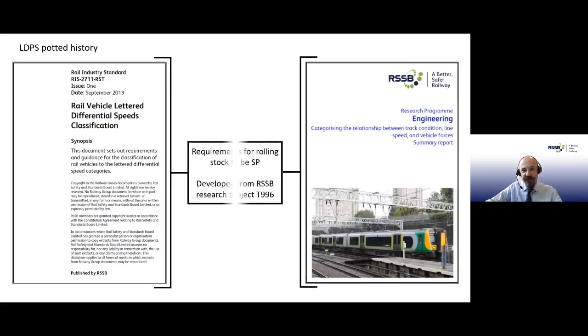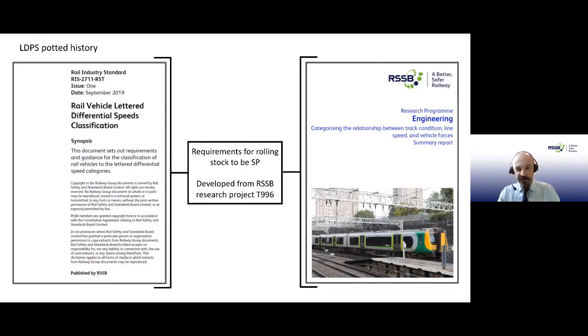The standard that's being published now is issue 2 of RIS 2711 RST. And the aim of this RIS is to set out criteria for rolling stock to belong to the different LDPS categories. Essentially, what does rolling stock have to be like in order to be classified as SP, HST, etc. Issue 1 of RIS 2711 RST was published in 2019, and it used the output of RSSB research project T996 to set out requirements for rolling stock to be classified as SP.